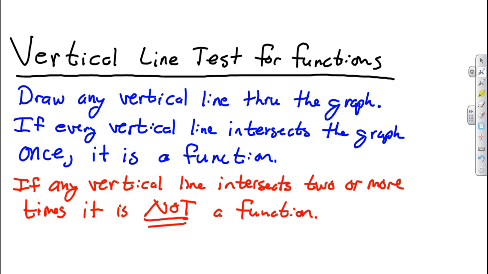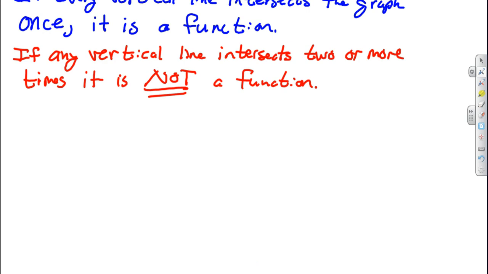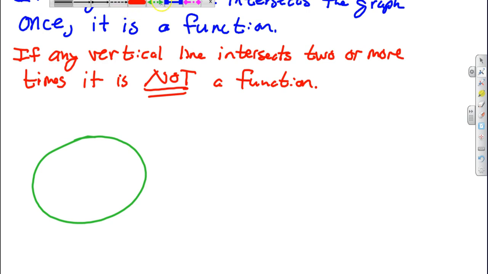And this one is really pretty straightforward. They're going to give you some graphs, and they're going to say, okay, here's a graph. Is that a function? No, right? Because you go back and draw a vertical line right through here, it hits it twice, it's not a function.